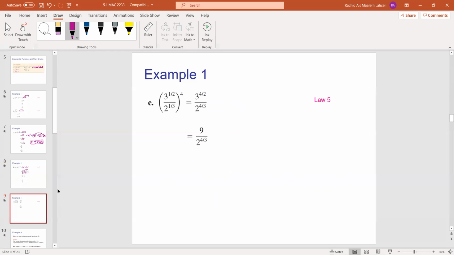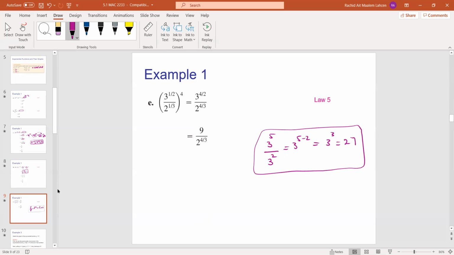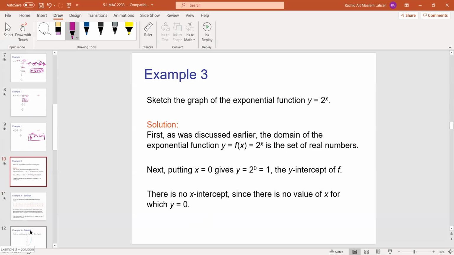Same thing for these log base 5, 3 and 2. They're not the same base, so you're not going to subtract the 1/2 and 1/3. So you take care of each one by itself. But if it was like 3^5 and 3^2, that's 5 minus 2, right? 27. So that's what you need to identify when you review these: how do you apply the rules and how the rules apply?